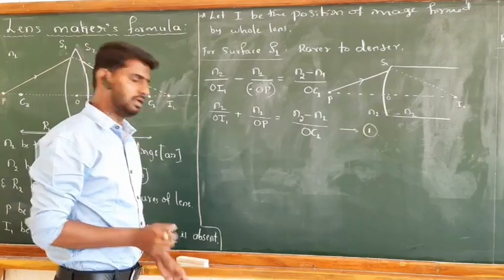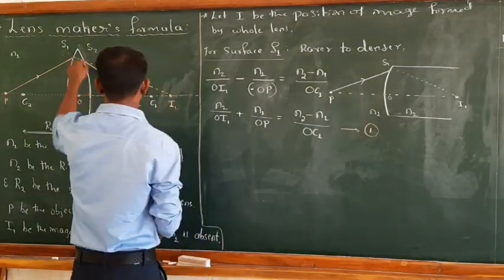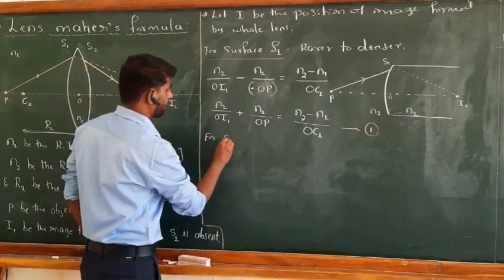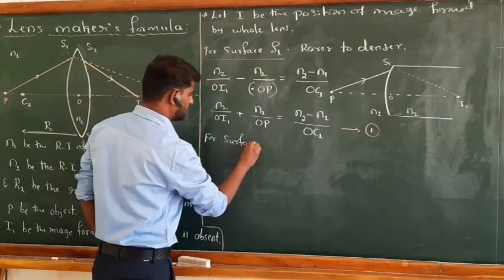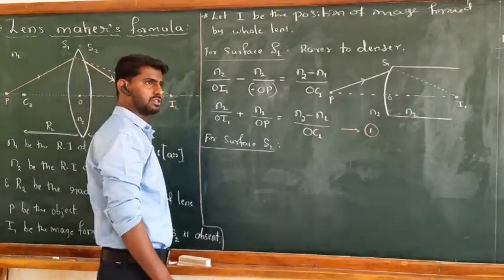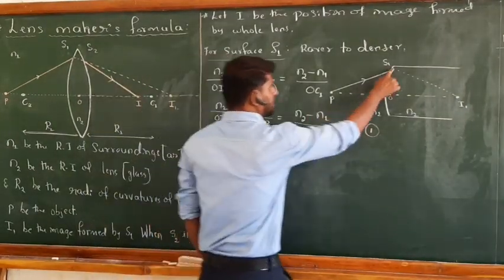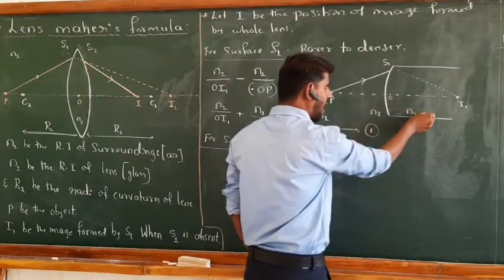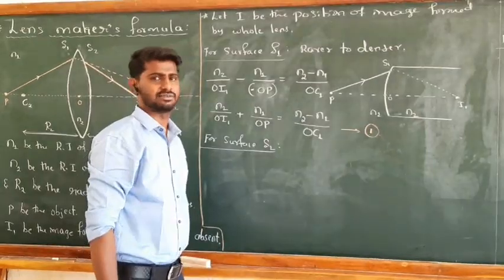Is it clear? Okay, but in fact, there is one more surface, S2. So here, for surface S2, the image of the first surface acts like an object for the second surface.